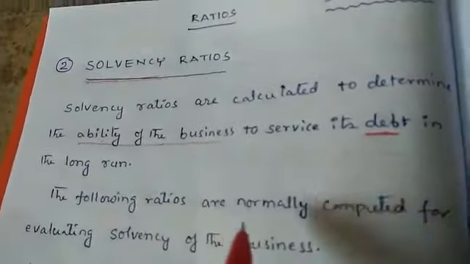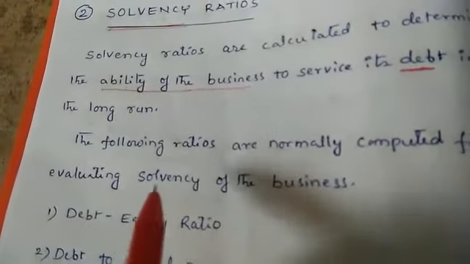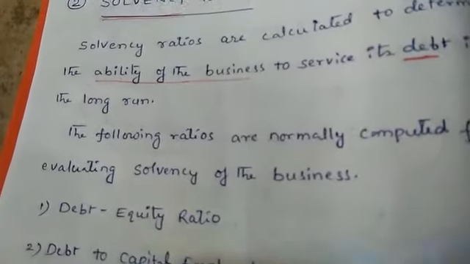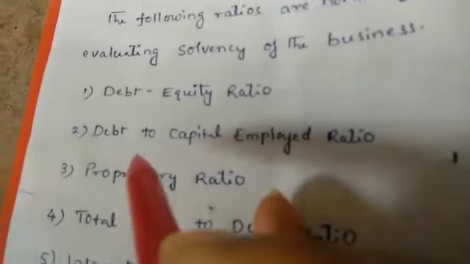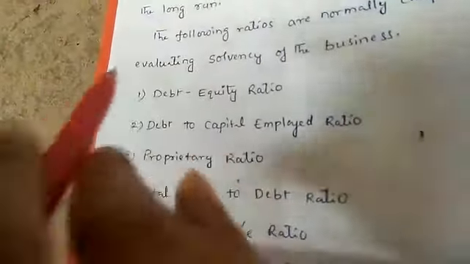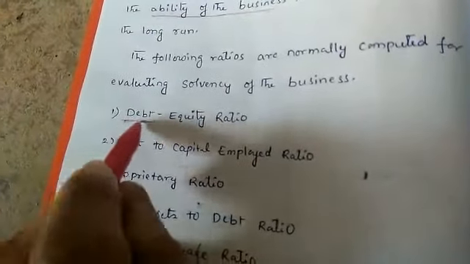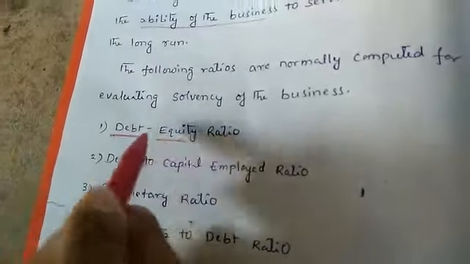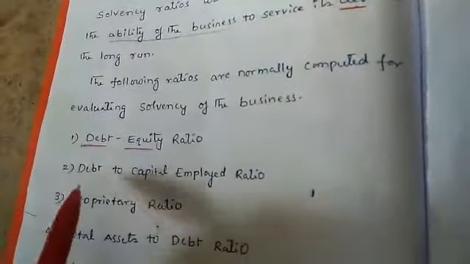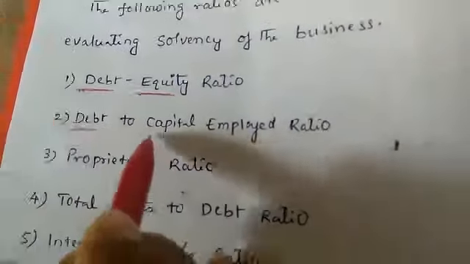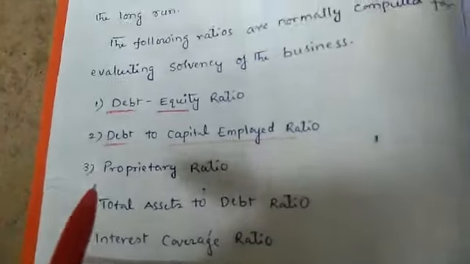The following ratios are normally computed for evaluating solvency of the business. Under that, the first one is the debt equity ratio. The second one is the debt to capital employed ratio.